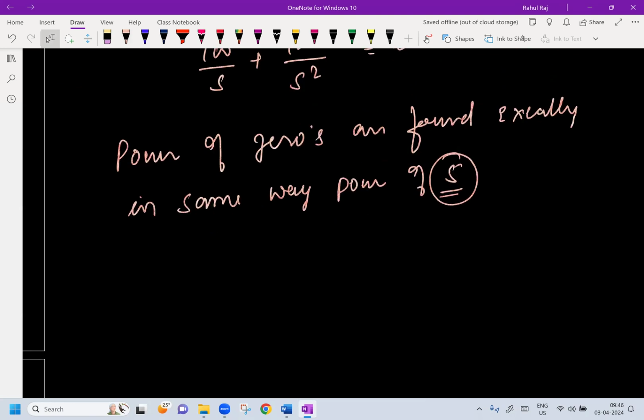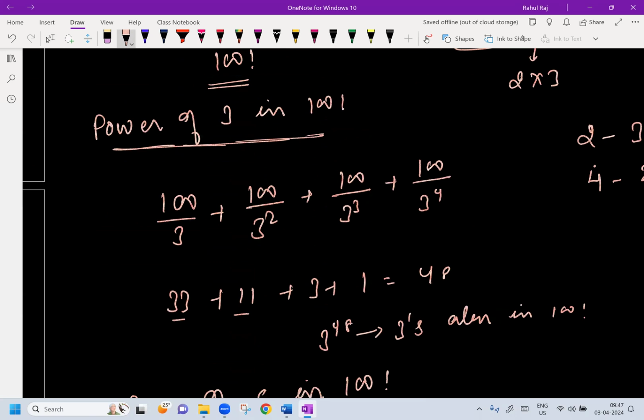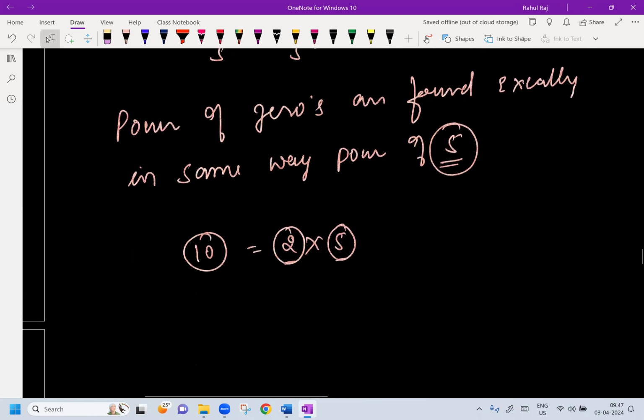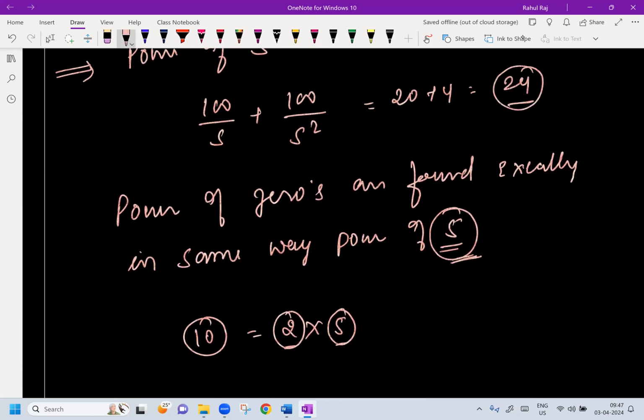Because please understand, 0 means what? 10, right? 10 is the least number which contains a 0. And 10 is what? 2 cross 5. So technically, I have to find the power of 2 and the power of 5 both. If I find the power of 2, there'll be a huge number, because 100 by 2 plus 100 by 2 square plus 100 by 2 cube. It will be huge, right? But we don't have so many powers of 5. Our power of 5 is limited to 24. So 24 pairs of 2 and 5 will give me 24 zeros. And that's the reason we go ahead and find the simple power of 5.